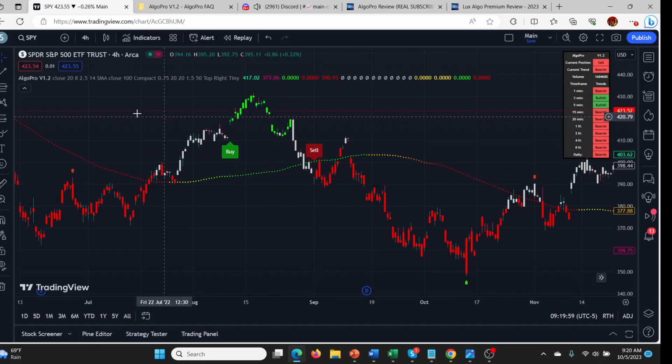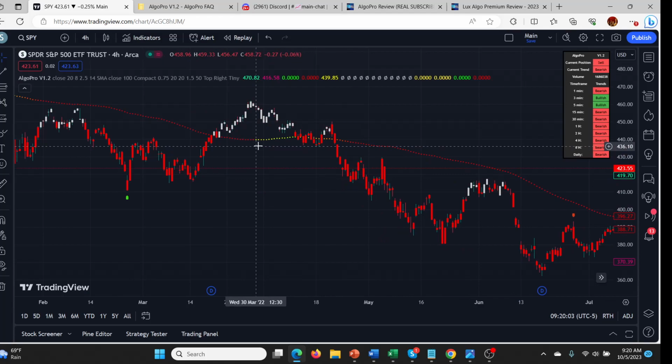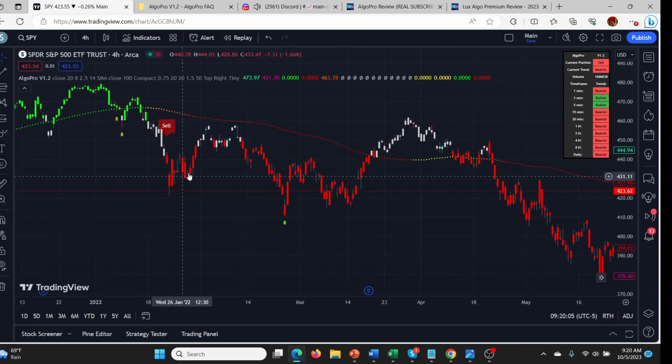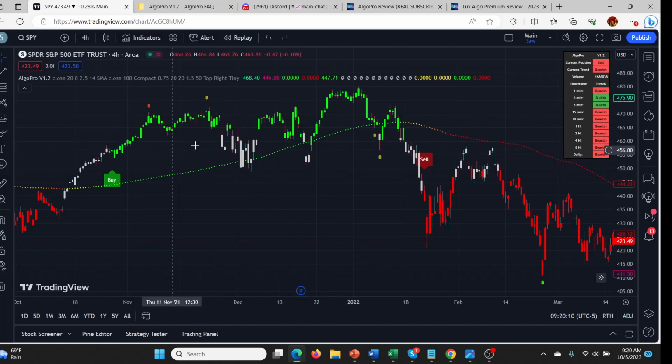This one, nice little move up. This is the 4-hour, by the way. It looks like the 1-hour and the daily are probably a bit better. This sell's not too bad, a bit choppy, but you get there. This buy's not too bad at all. So you can see a lot of these work really well.